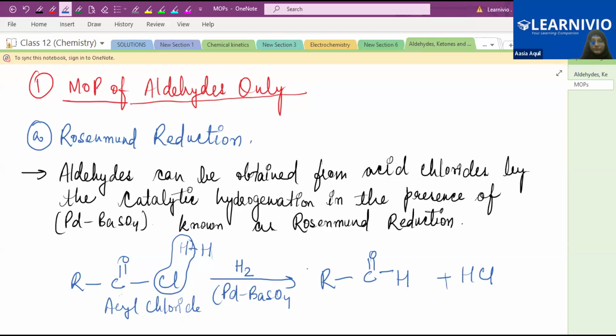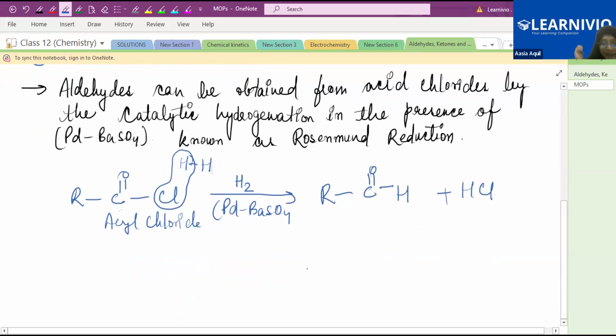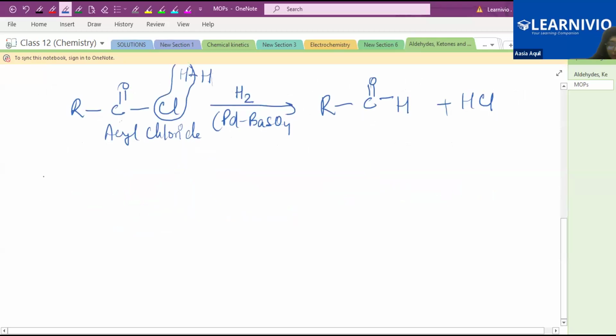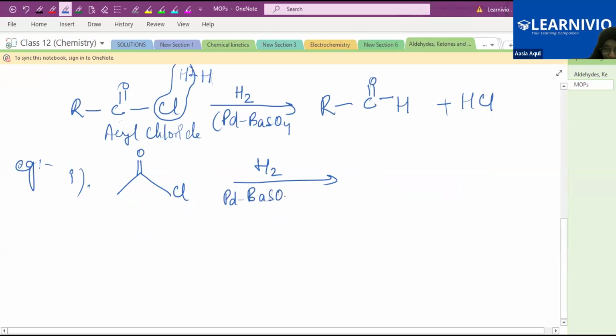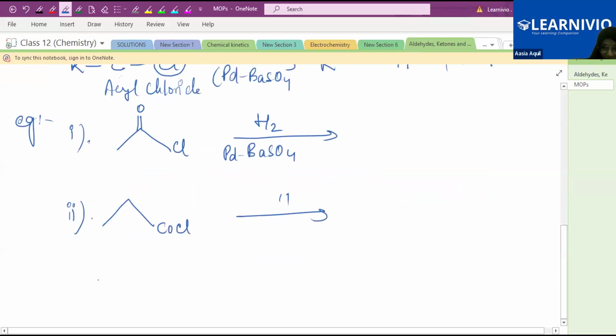Yes, ma'am. Okay, so if it is clear, then tell me, for example, first question. You have to write the product. H2 we gave, and palladium Pd BaSO4 catalyst. Just do the catalytic hydrogenation. This is Rosenmund. Again COCl. Again the same thing, same reagent we added. Just write the product.